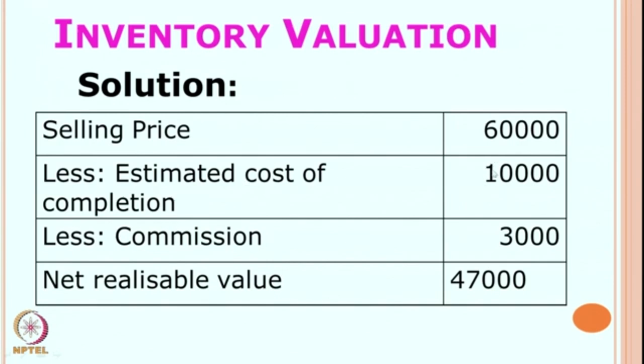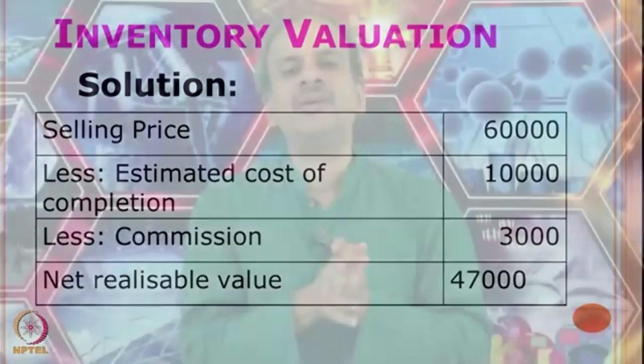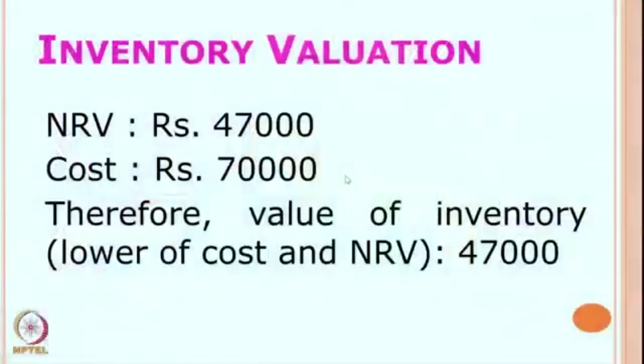So, 60 minus 10, and we will have to pay commission of 5% on sales. So, 60,000 into 5%, so 3,000 is a commission. 60 minus 10 minus 3. That means if you complete and sell that item, you will realize 47,000. But the cost which you have incurred is 70, but in the balance sheet we are going to record only 47,000. Are you getting? Cost or NRV, whichever is lower, that will be the value of inventory for balance sheet purposes.